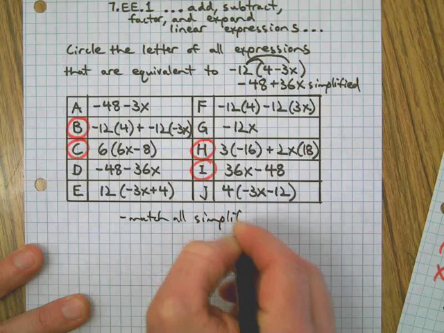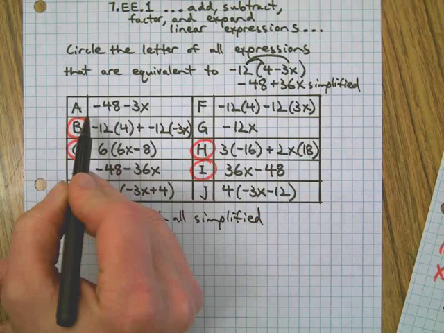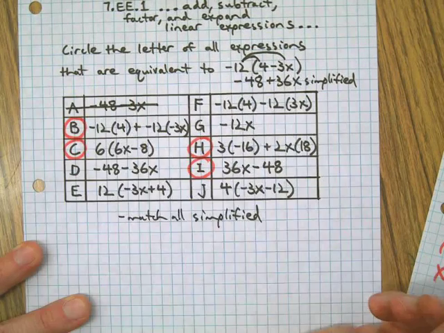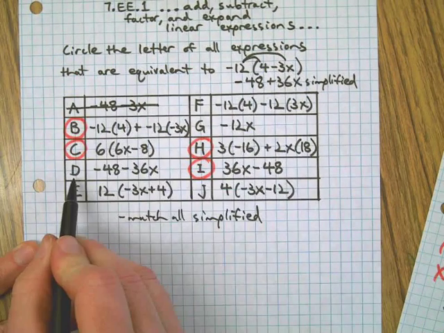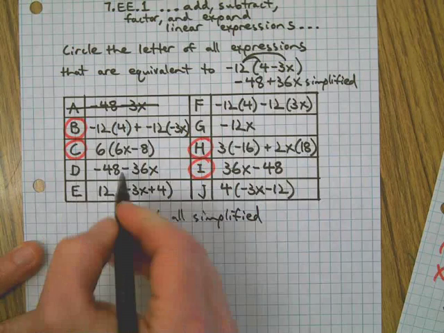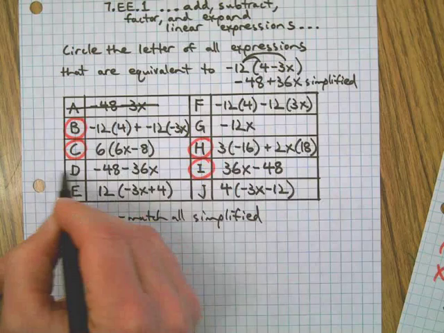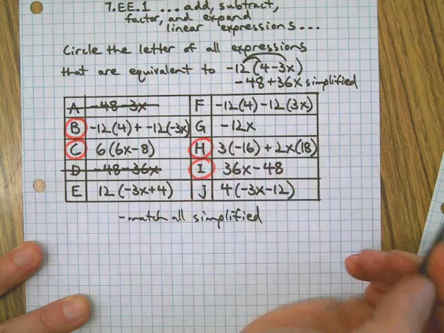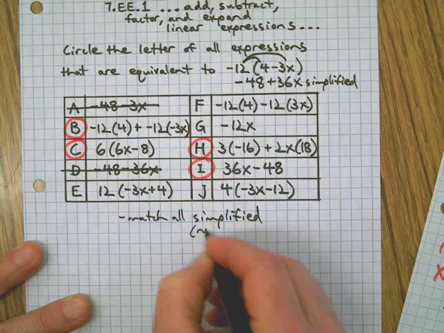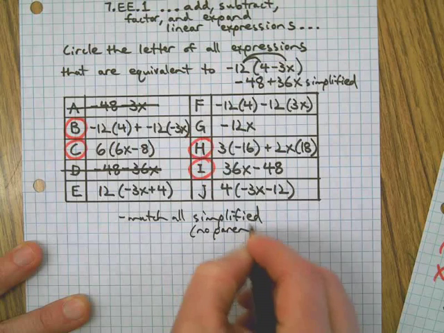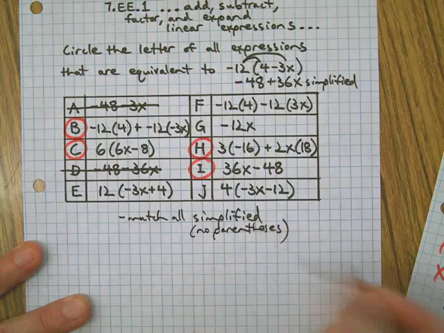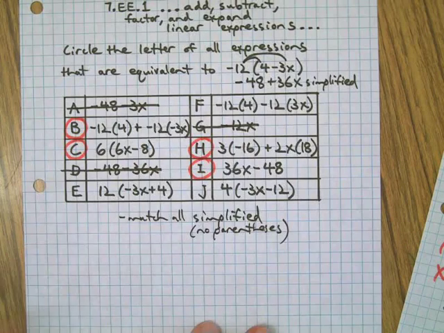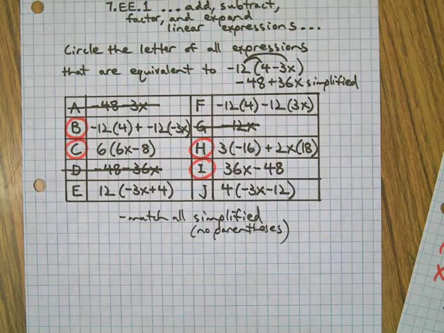So match all simplified ones. Okay. So A is simplified, but it does not match. D is simplified, but it doesn't match because of this negative sign here. G is also simplified, meaning it has no parentheses. Right, that's what simplified means. We use distributive property to get rid of all the parentheses, but G is definitely not a match. That takes care of those.